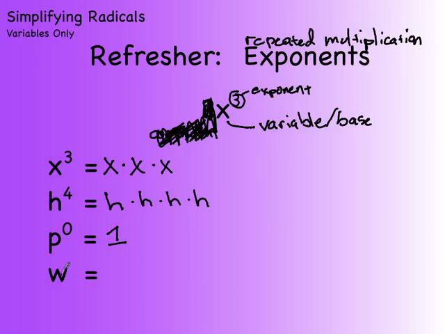And the last one, w. Kind of like how you may have heard that in front of the w there's a ghost 1, there's also a secret exponent of 1 if there's nothing written. So we could really write this as w to the first, which would just mean we have w. It's nothing fancy. All right, let's apply this to square roots.